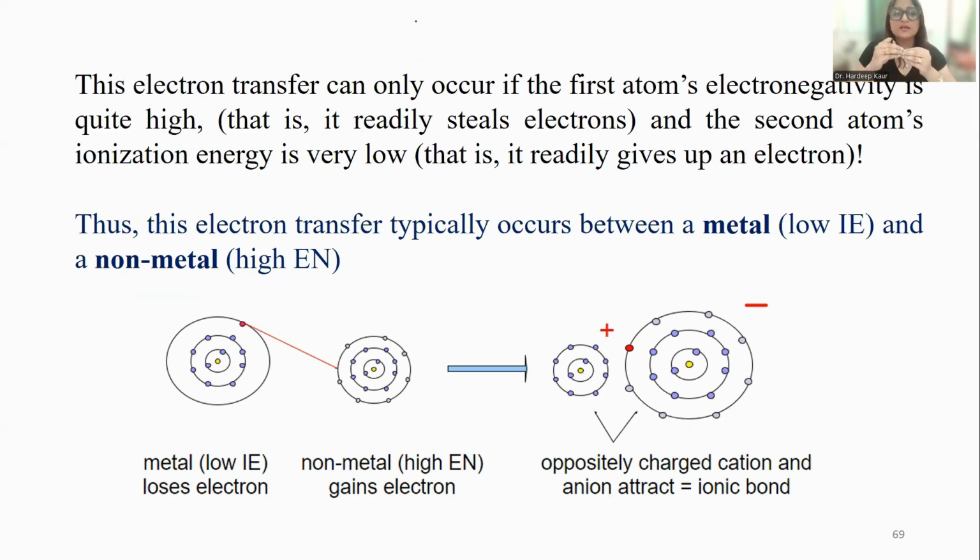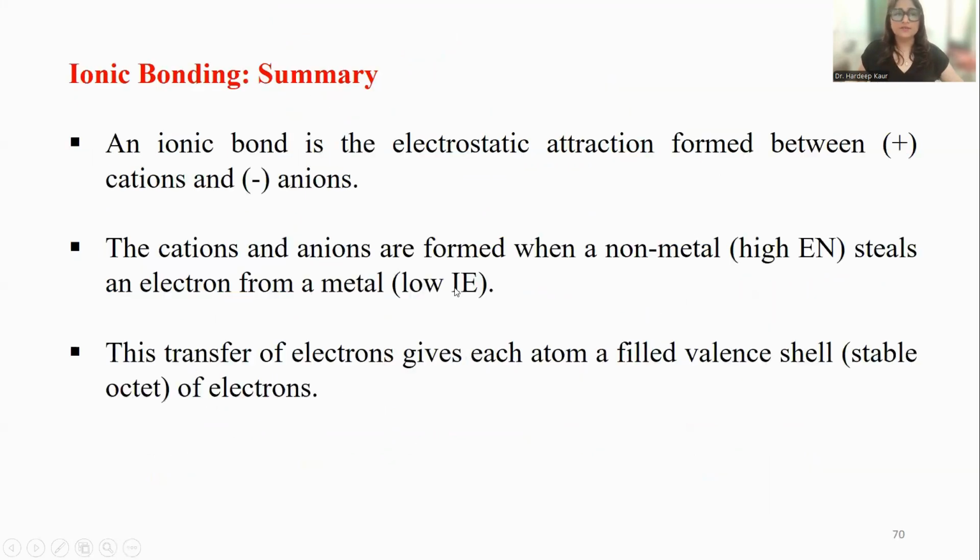It's not like that, there would be a partial charge distribution. Also, the second atom's ionization energy should be low. So metals can easily lose electrons with low ionization energy. Non-metals have high electron affinity, so they can easily gain the electron. Because of that, these oppositely charged cations and anions make an interaction and there will be a complete charge separation, not partial. So we can say this about the ionic bond.